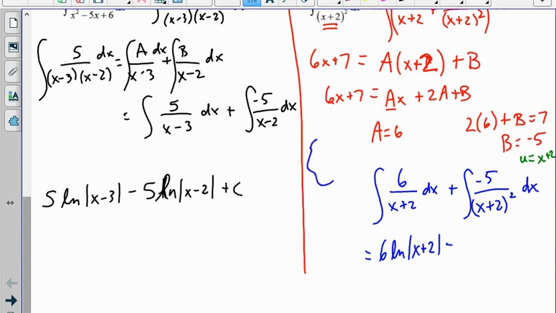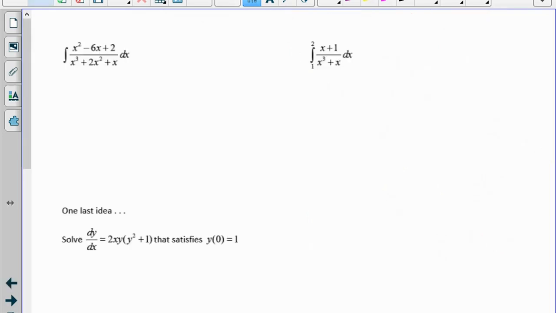So I'll do this kind of in a thought bubble over here. If I have the integral of 1 over u squared, that ends up being negative 1 over u. So negative 5 over (x + 2) squared, the integral of that is going to be the opposite. So that's plus 5 over (x + 2). So that is the answer for that second thing.